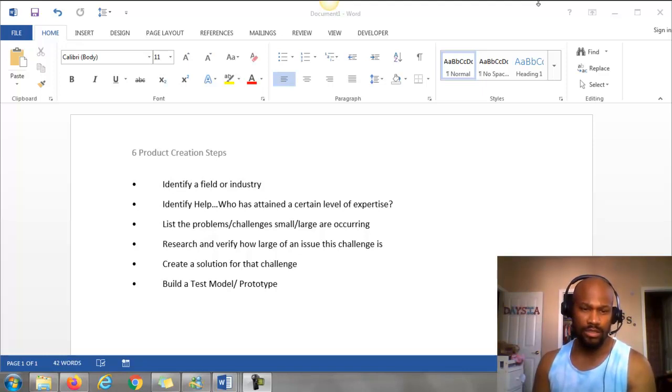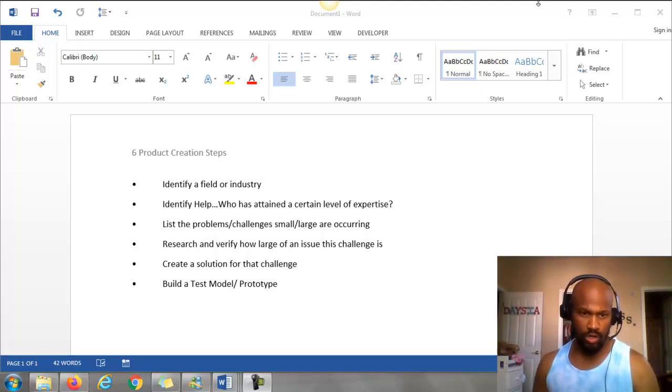Number 3 here, it says list problems, challenges, that may be small or large, that are occurring. So what are the problems? What are the challenges on a micro level, on a macro level, for this particular industry, for these particular people that you're looking to solve this problem for? So you want to list some of the small challenges, some of the large challenges, and what are all the problems that might be going on that's going to lead you to create this sort of solution, this product, this service. Let's list those as well.